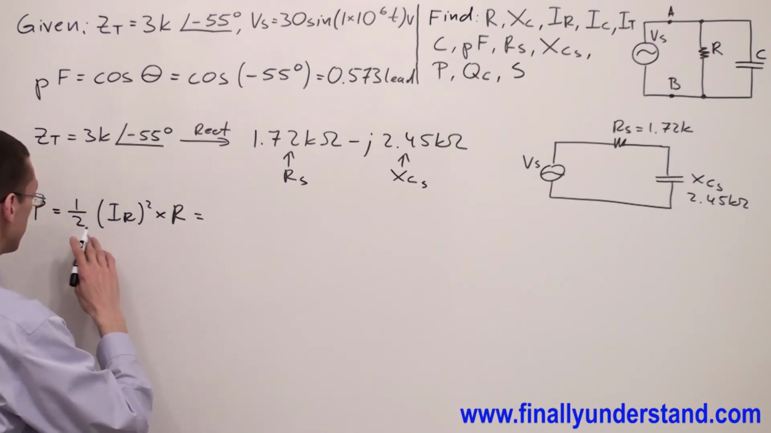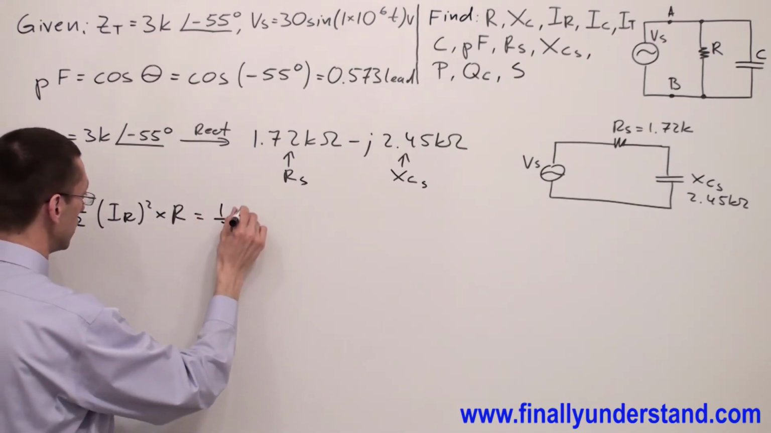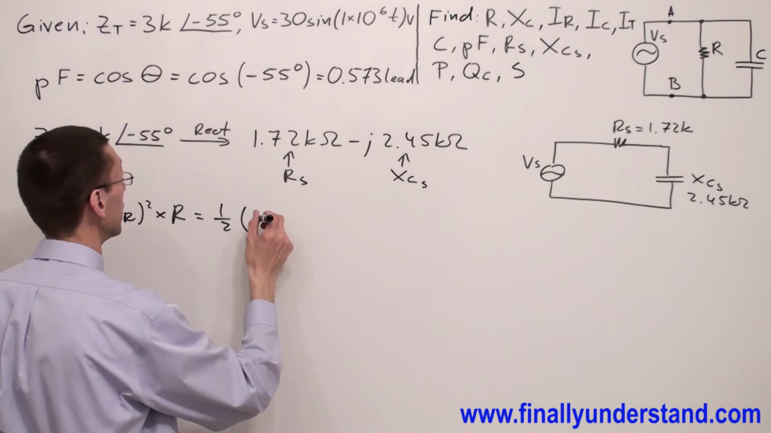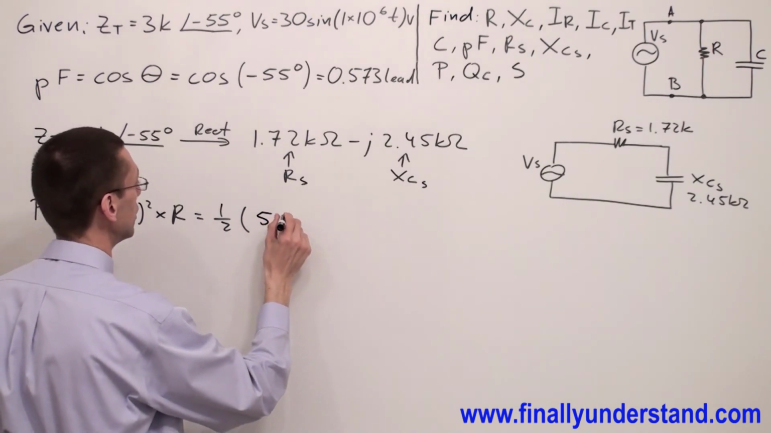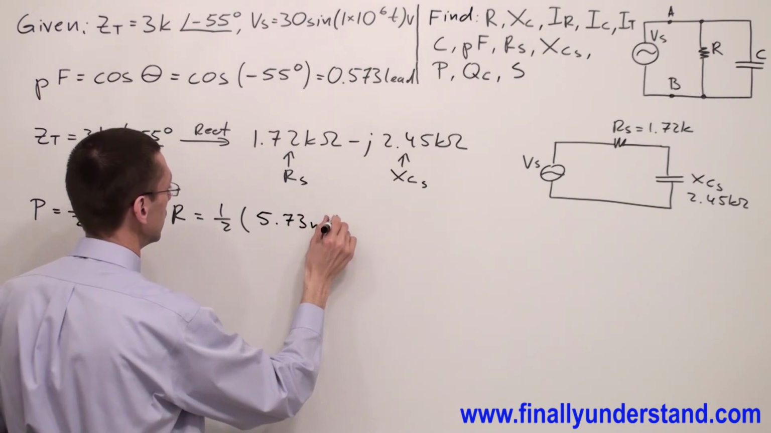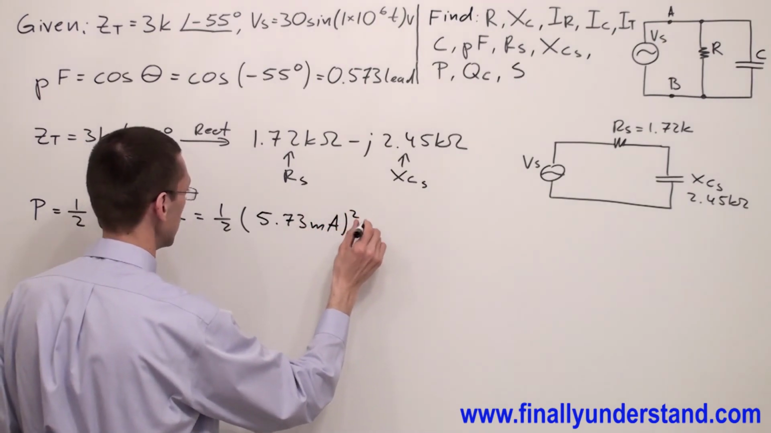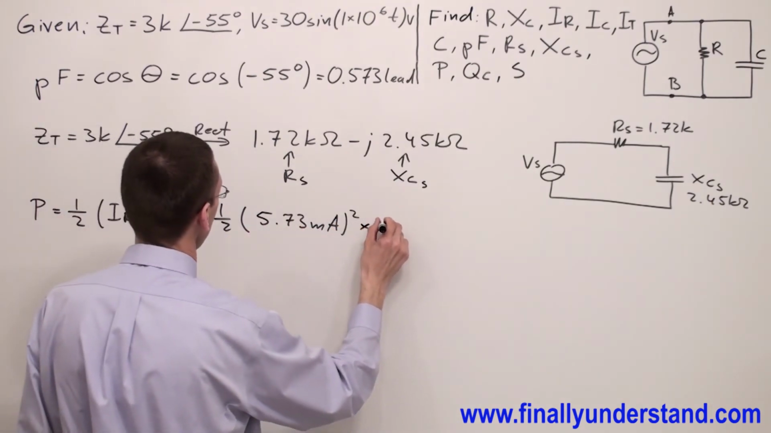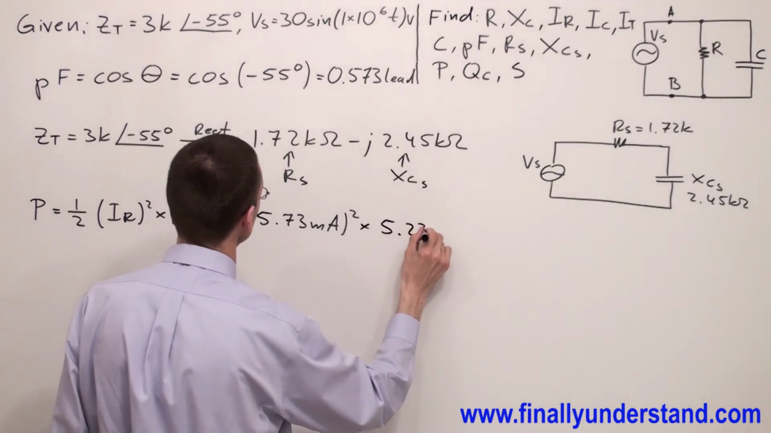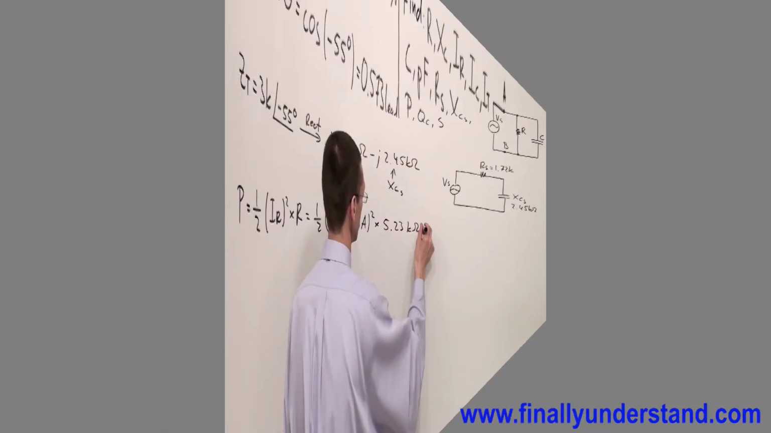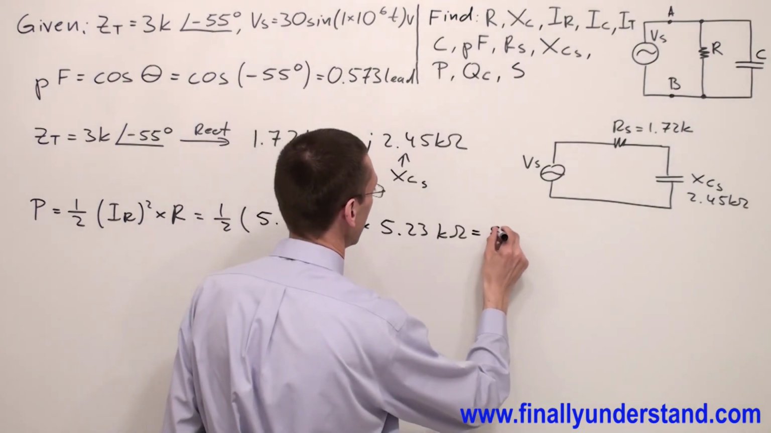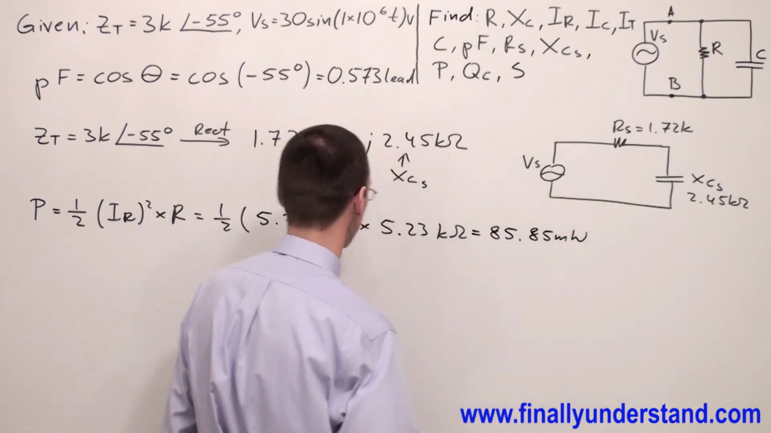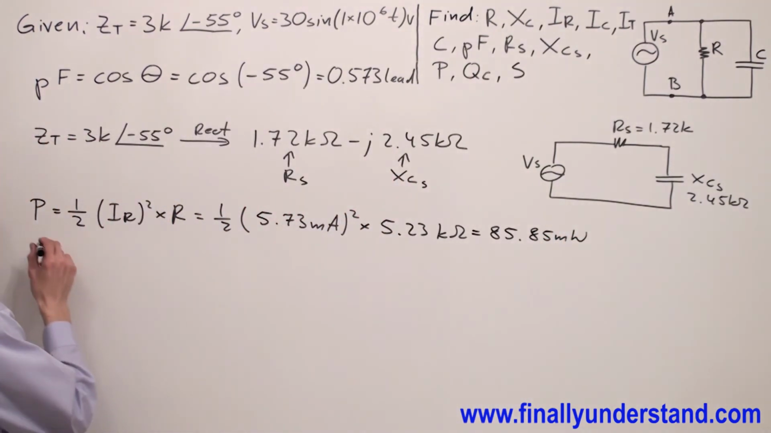So I have 1/2 times IR. We found the current which goes through the resistor, and it was equal 5.73 milliamps. We have to raise this to the second power times the resistance, and we found the resistance, it was 5.23 kiloohms. This is equal 85.85 milliwatts.